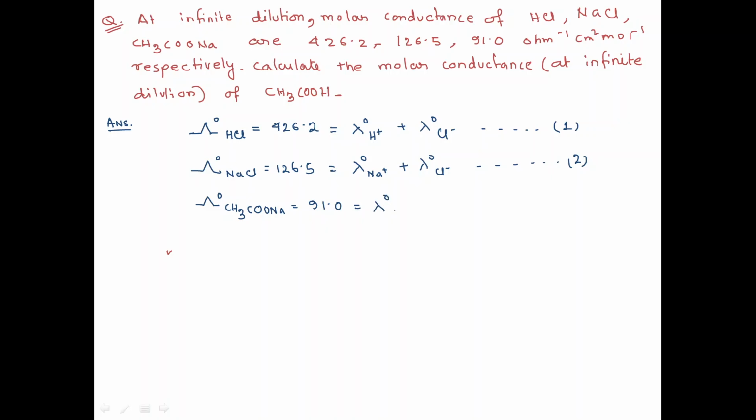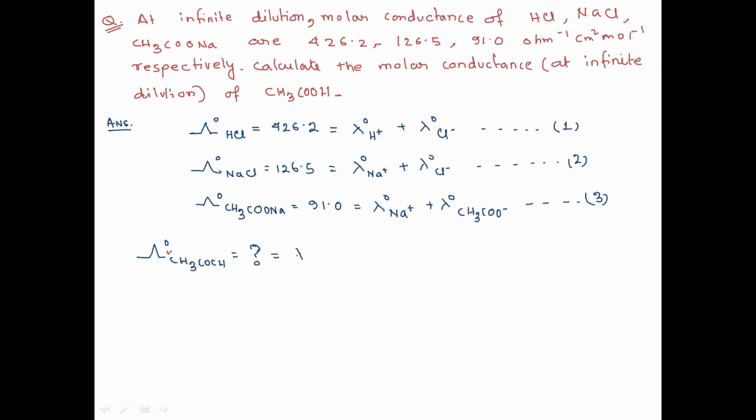So that is essentially lambda 0 of Na plus plus lambda 0 of CH3COO minus, the acetate ion. So that is essentially equal to 3. Okay, so now what we want to calculate is the molar conductance of acetic acid at infinite dilution, correct? So we will try to calculate the lambda 0 of acetic acid. We want to know what is the value of that.